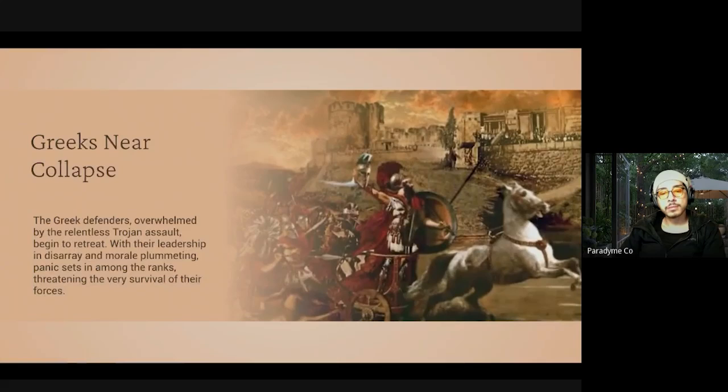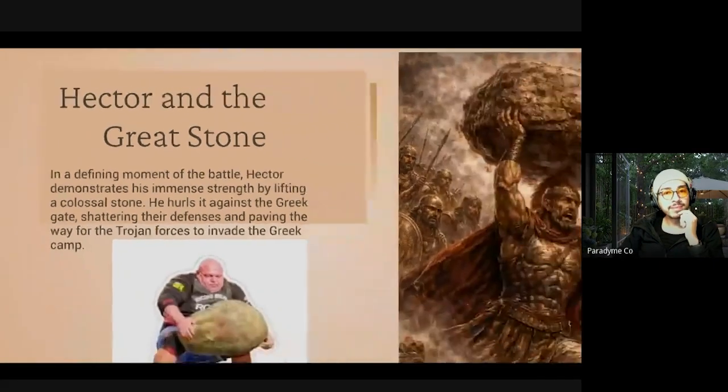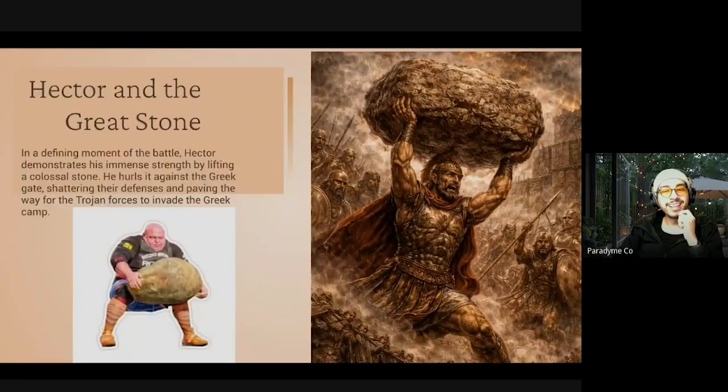Greeks near collapse. The Greek defenders, overwhelmed by the relentless Trojan assault, begin to retreat. With their leadership in disarray and morale plummeting, panic sets in among the ranks, threatening the very survival of their forces. Hector and the Great Stone. In a defining moment of the battle, Hector demonstrates his immense strength by lifting a colossal stone. He hurls it against the Greek gate, shattering their defenses and paving the way for the Trojan forces to invade the Greek camp. Okay?